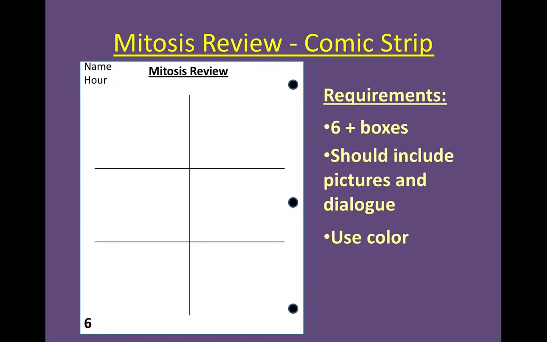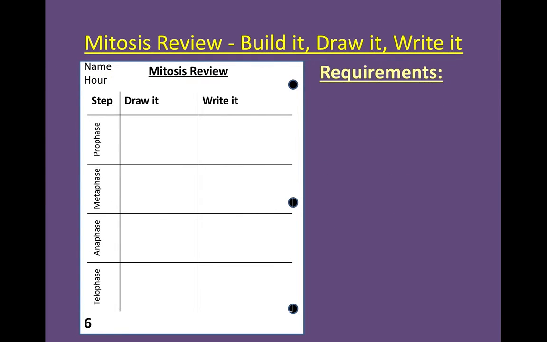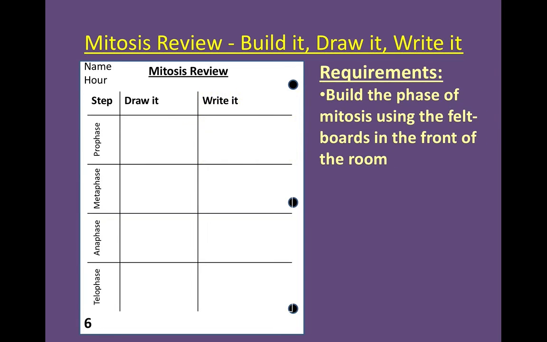That is option 1. Option 2 is called Build It, Draw It, Write It. And you're going to do exactly what it says. You are going to get materials from the front of the room. There are some little mini versions of the felt board that I demonstrated in class. So I used the big one as a demonstration. There are some mini ones. So you would need a felt board and a little bag of supplies. And you'd start by building the phase of mitosis the way that it should look. So you'd start with prophase after you set up the page, and you would build what prophase is supposed to look like. You can use your notes to help you.